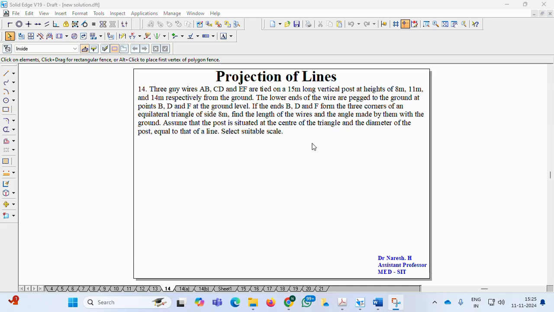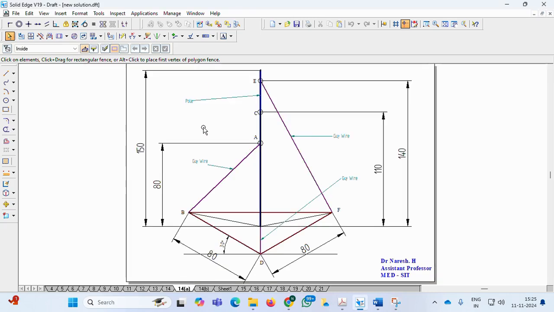Again, this is also one application problem. So this problem is very interesting. You can see these kinds of problems in your day-to-day life. So this is the pictorial view of it. At the base you can see the equilateral triangle, which has sides of 8 meters.